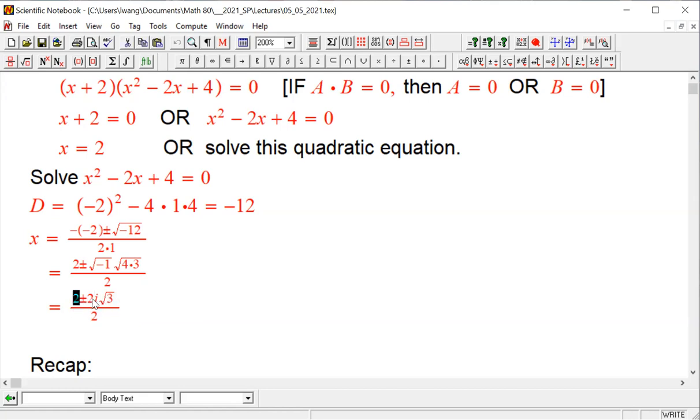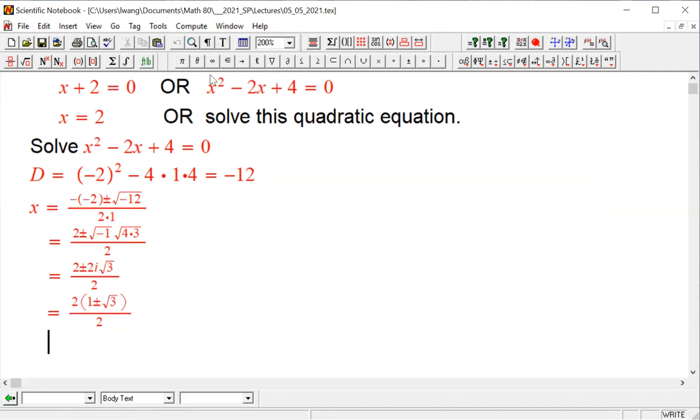And there's a 2 here, there's a 2 here, there's a 2 here. So we can do some reduction. The way we do the reduction is that we're going to factor the 2 on top, and then we get a 1 plus or minus i root 3. And the 2 on top will reduce the 2 in the bottom. So in the end, we get 1 plus or minus i root 3.